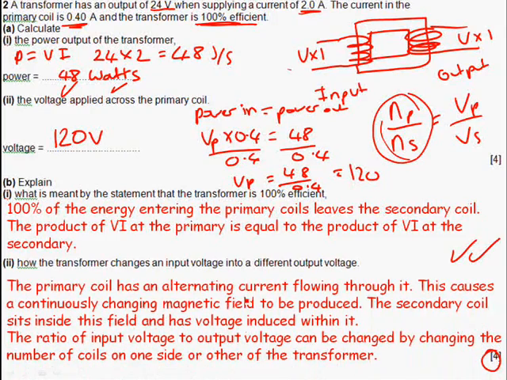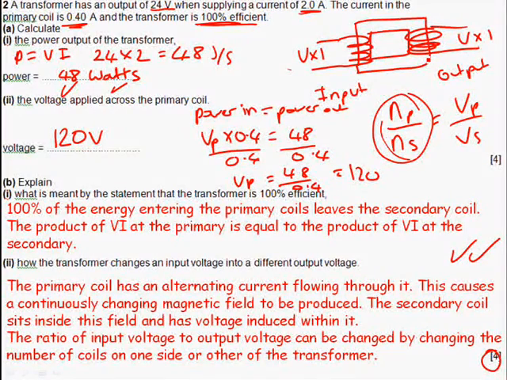The primary coil has an alternating current flowing through it, this coil here. This causes a continuously changing magnetic field to be produced. Basically this becomes an electromagnet, this iron bar. And because it's an AC voltage, the polarity of that magnet is changing continuously. Okay. The secondary coil sits inside this field, this continuously changing field, and has a voltage induced within it. Basically the dynamo effect. It's like you've got a magnet spinning round right next to this coil here. Okay? That causes the induction of a current and voltage in that secondary coil.